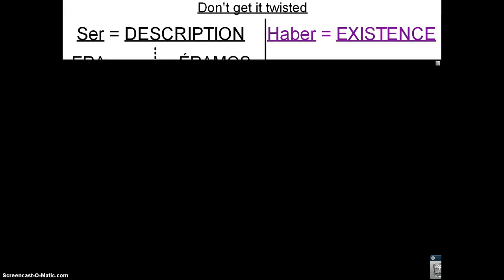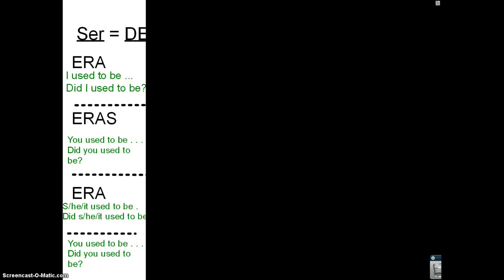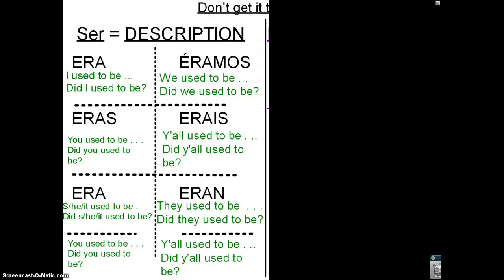So, let's see here. I'm going to show you your SARE chart first. You guys know that ser in the imperfect is one of the three irregulars. So, this information in black you already know. Era, eras, era, éramos, erais, eran are the conjugated forms of ser in the imperfect. And we're going to be using the ser in the imperfect in this chapter again.